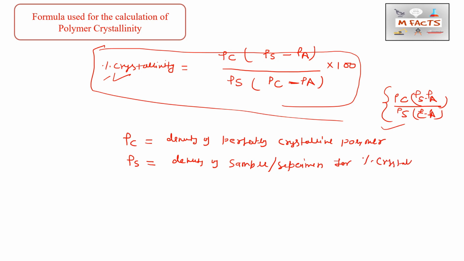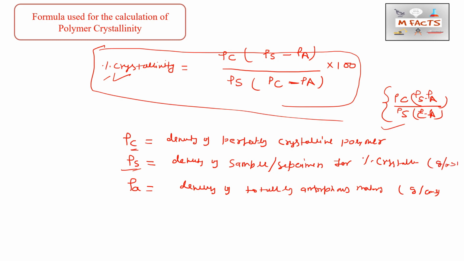Rho S: S means specimen, C means crystalline, and rho A means density of totally amorphous material. All these densities will be in gram per centimeter cube, or kilogram per meter cube. These are the two units used for density. C indicates that this is for crystalline material, S indicates sample or specimen, and A indicates amorphous material.